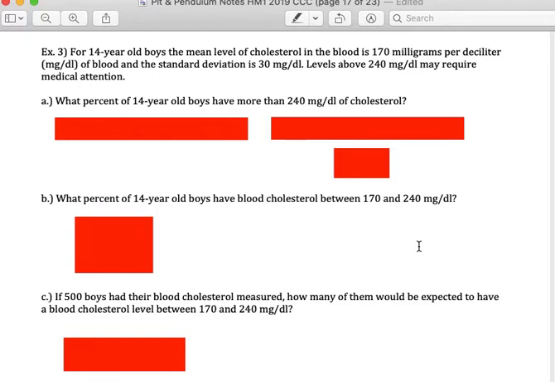And so on A, it says, what percent of 14-year-old boys have more than that 240 milligrams per deciliter of cholesterol? So we need to think about how we can use the information given with our z-score equation, right? And plug in what we have. So go ahead and write down maybe what your z-score equation or formula is, and pull the important pieces out of the word problem here, and let's figure out what we can do.